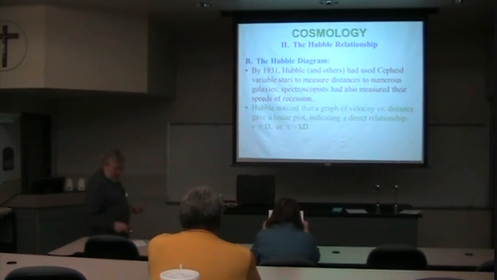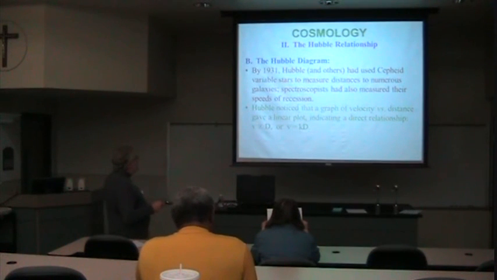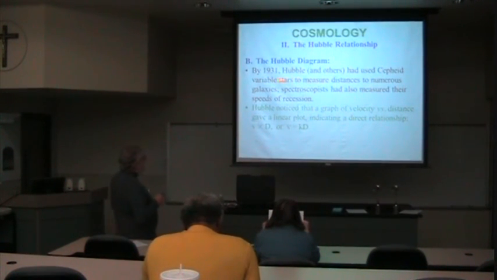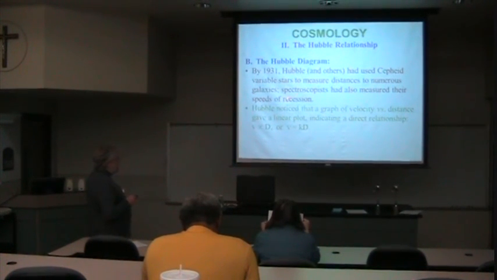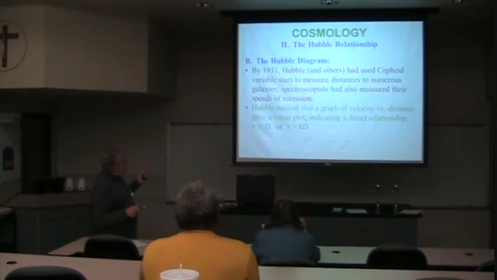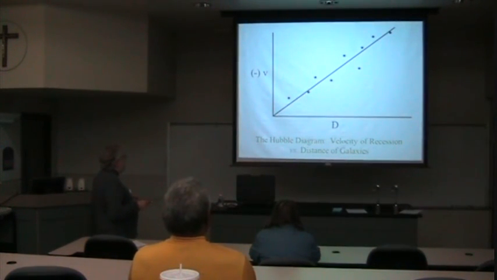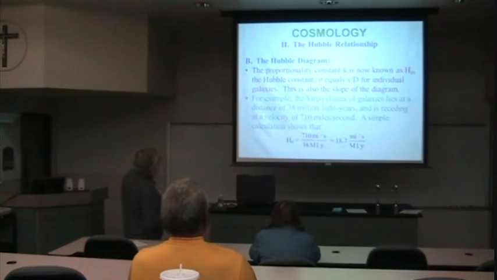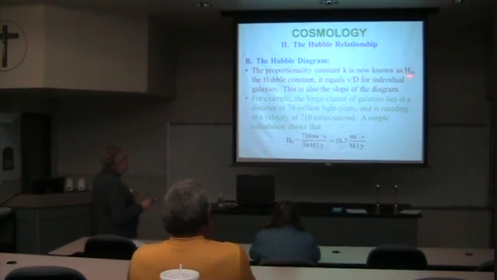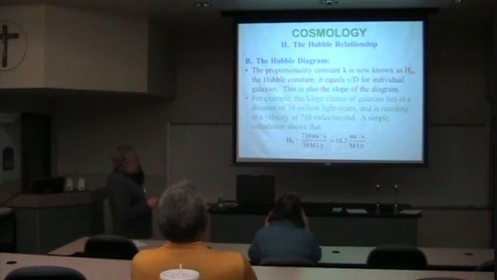Finally, the Hubble diagram, where we worked our way all the way to the top of the diagram here. Hubble has measured distances to galaxies, and spectroscopists had also measured the speeds of recession with the Doppler effect. And Hubble noticed that if you made a graph of velocity versus distance, you would get a very linear plot where the velocity was proportional to the distance. And this was the early Hubble diagram, the velocity of recession versus the distance to the galaxies. That proportionality constant is now known as the Hubble constant. We can measure it from the slope of a Hubble diagram.